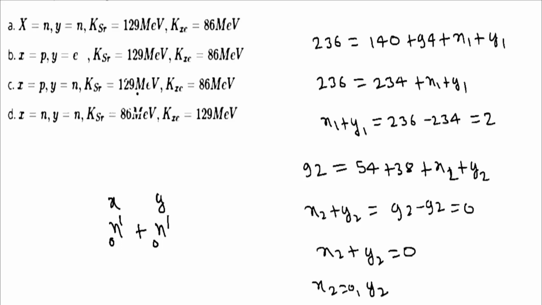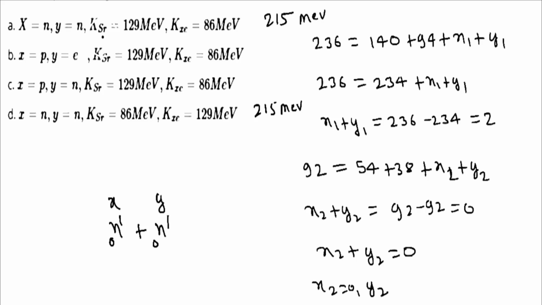215. Now, the kinetic energy of this Sr is 129 in the A option, and the kinetic energy of this Xe is equal to 86. So the sum of these two is 215. In the D option we can also see 215 mega electron volt, and in this we can also see 215 mega electron volt. Now we have to see which one is correct.